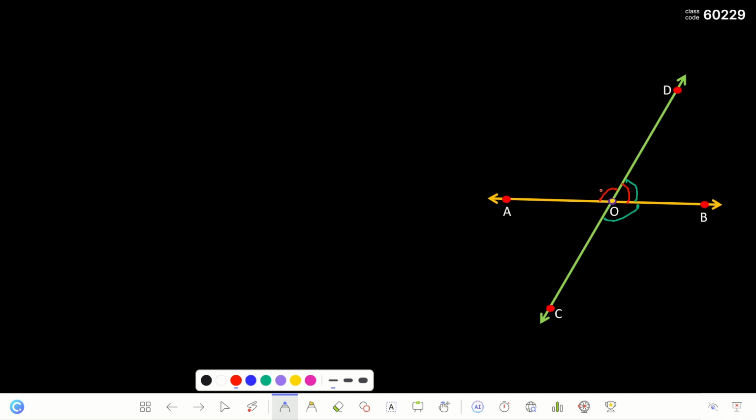Let us first deal with the two angles in red. This angle right here is AOD, right? O is the vertex. So angle AOD plus angle, well, what is the second angle? This angle right here, this one, it is DOB. So angle DOB is equal to, well, because it is a linear pair, it adds up to 180 degrees.